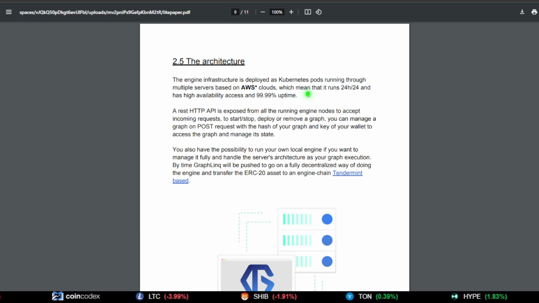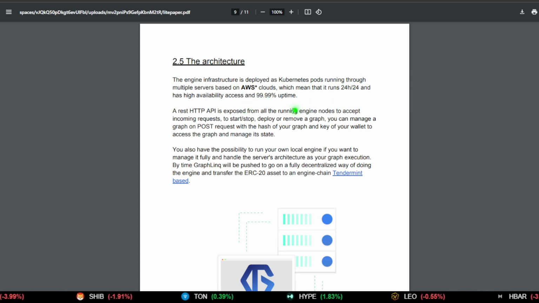Guys, I see AWS here. So let's read this. The engine infrastructure is deployed as pods running through multiple servers based on AWS clouds. So basically, they're trying to run it or spin it as it being a positive thing, which means that it runs 24 hours.